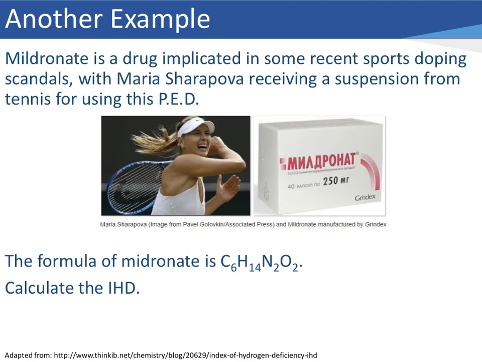So let's take another example. Mildronate is the drug that Maria Sharapova was suspended for in tennis as a performance-enhancing drug. And it has formula C6H14N2O2. Calculate the index of hydrogen deficiency using that formula, and then we'll talk about it. Okay, so remember your formula. 2 times the number of carbons plus 2 minus hydrogen minus halogens, which we don't have, plus nitrogens, all divided by 2.